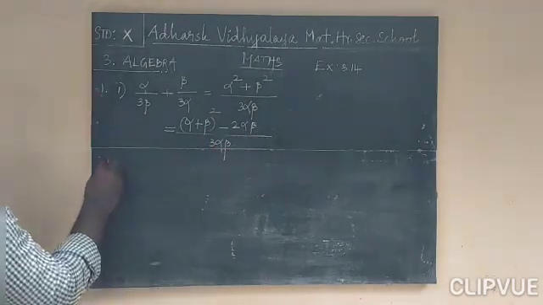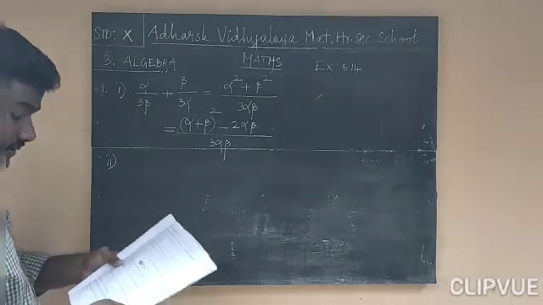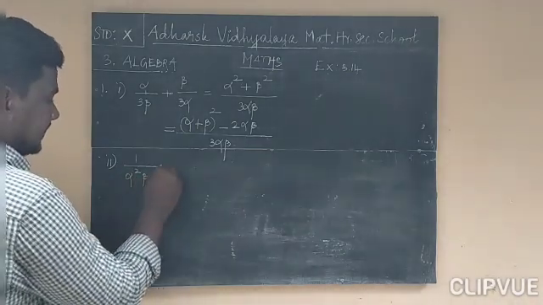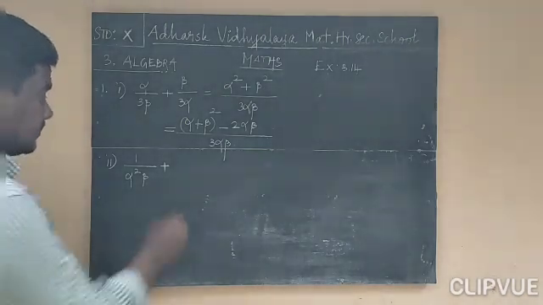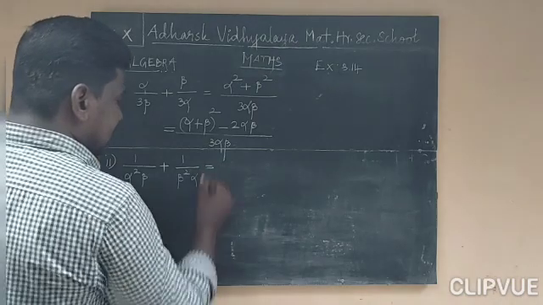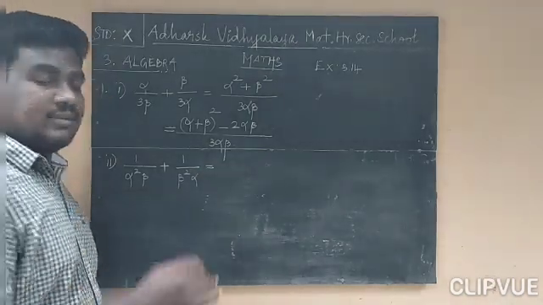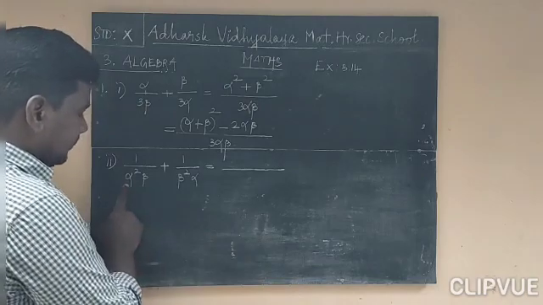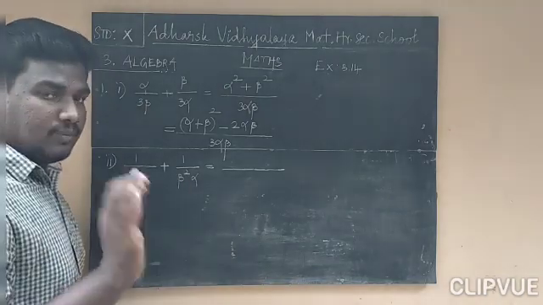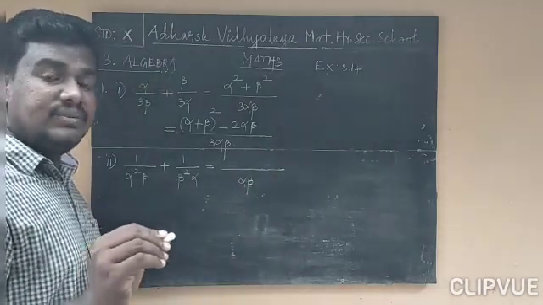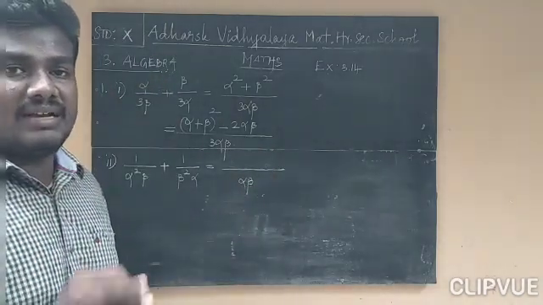Move to the second one. Second question, 1 by alpha square beta plus 1 by beta square alpha. Here also I am going to do the same method. First find the LCM. Look at this. Here alpha beta is a common factor, and we take the highest power of that factor.